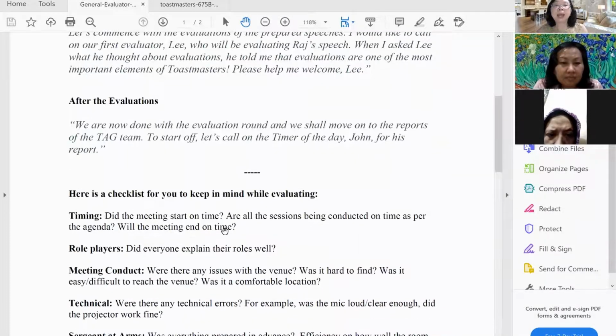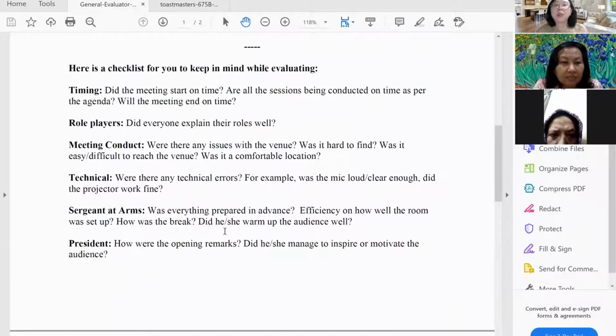And I think this is the same as the checklist which we have, but in a different format. For example, timing. Did the meeting start on time? Are all the sessions being conducted on time as per the agenda? Will the meeting end on time? So timing is important, something which you can comment on. We can comment whether it's good or needs improvement. If they are good, we can say the meeting is good in that it started on time and ended on time. And then the role players.